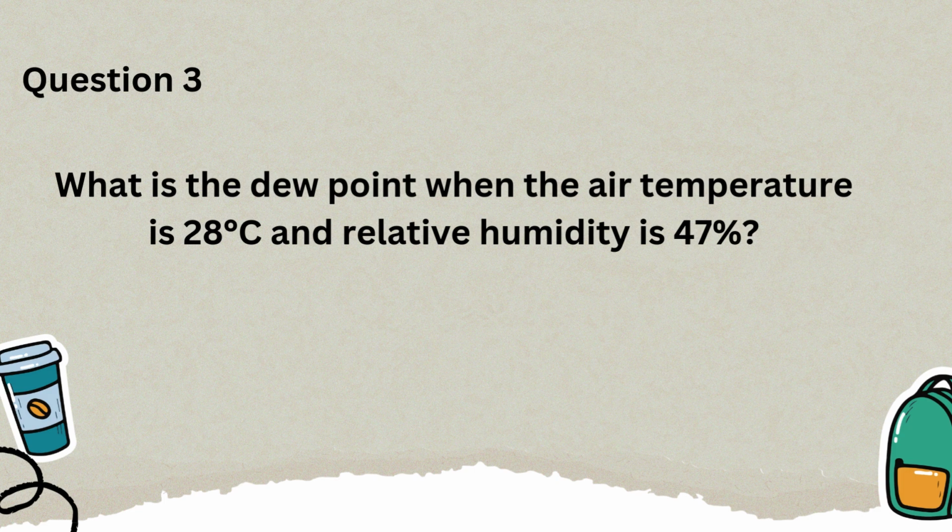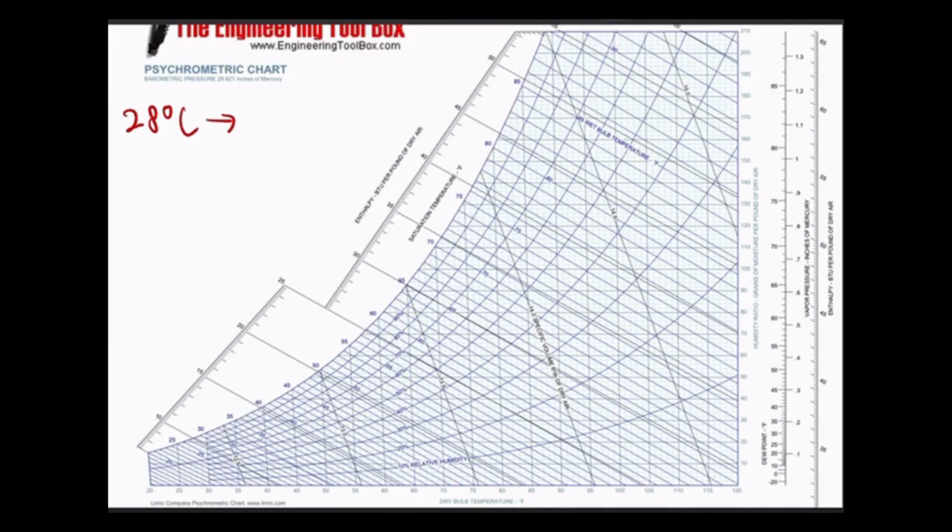Lastly, for question number 3, what is the dew point when the air temperature is 28 degrees C and the relative humidity is 47%? First, you need to convert the 28 degrees C to Fahrenheit, which is 82 degrees Fahrenheit. Next, from the dry bulb temperature axis, draw a vertical line at 82 degrees Fahrenheit. Next, draw a line at relative humidity, which is 47%, and you will see the intersection point.